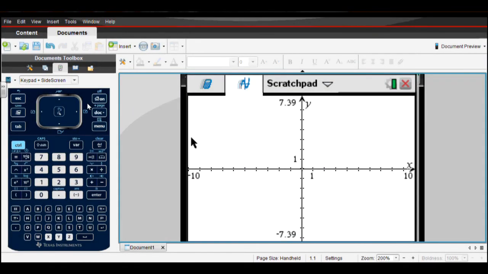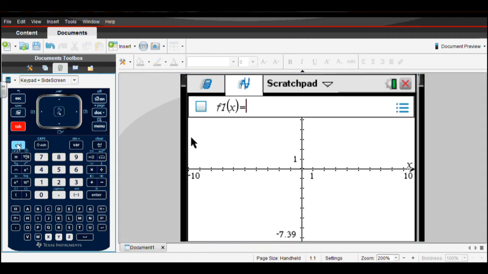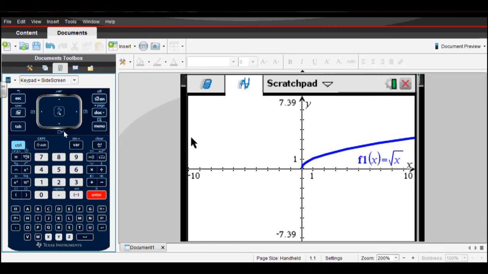For our third function, we've said that this was a square root function. So I'm going to put in the square root, which you can hit the control and the x2 key to bring up that square root bracket with x underneath. I'm going to hit enter, and that's my parent function for my square root function.